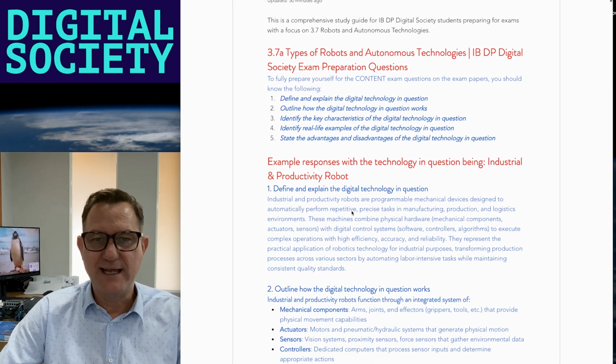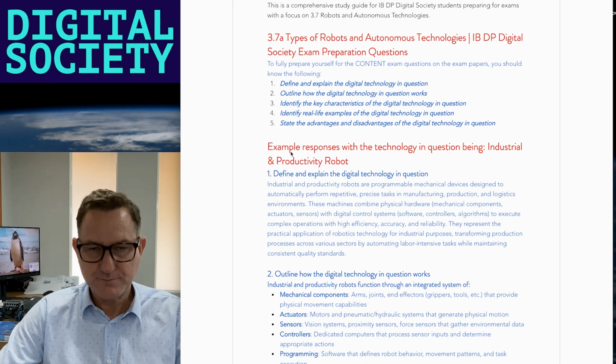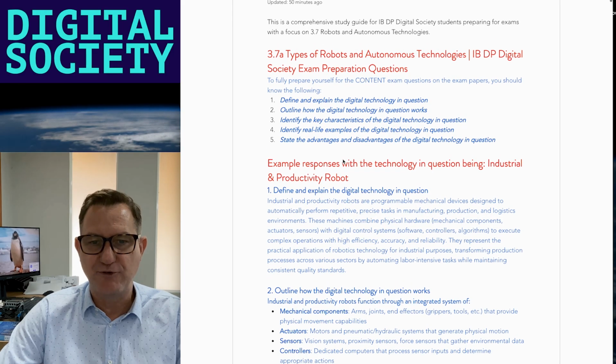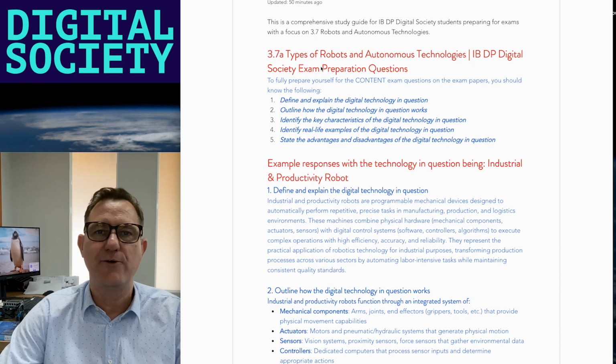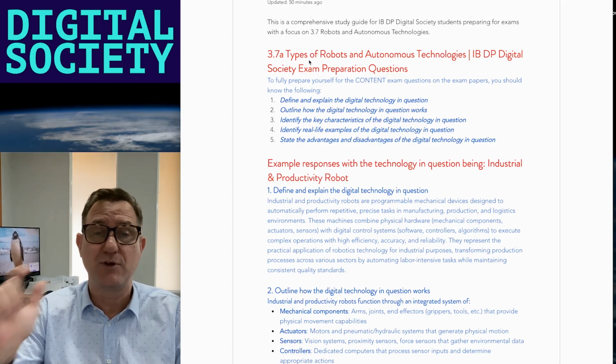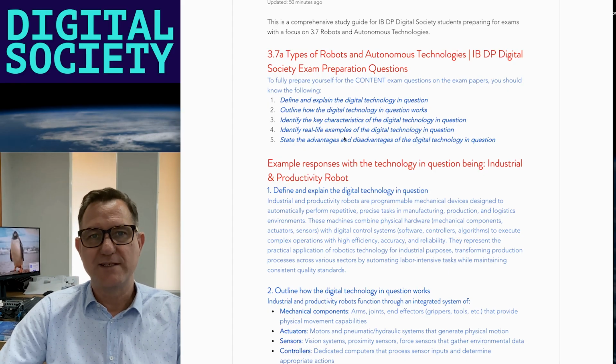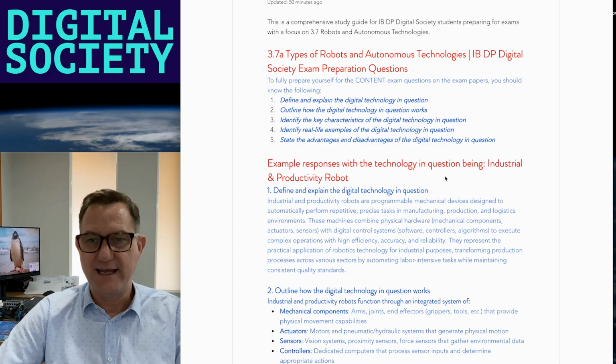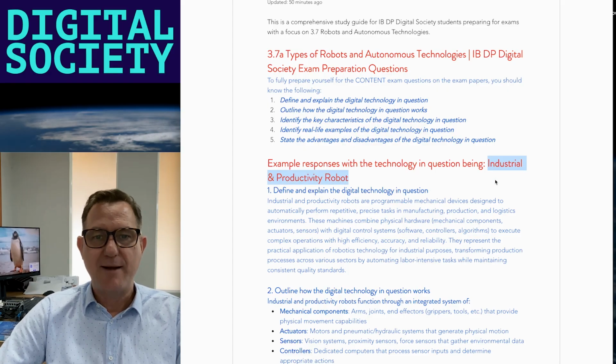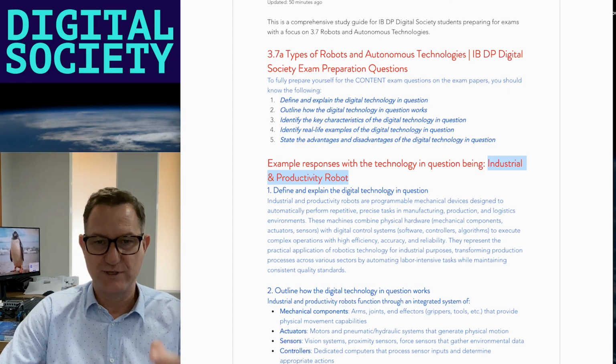Now, what I've done here is I've modeled the first section, which is about 3.7a, types of robots and autonomous technologies. This whole area of study in 3.7a is about the types of robots and autonomous technologies. The first one mentioned in 3.7a is industrial and productivity robots. I'm just going to model what to do with some AI tools and how I actually got all of these answers.